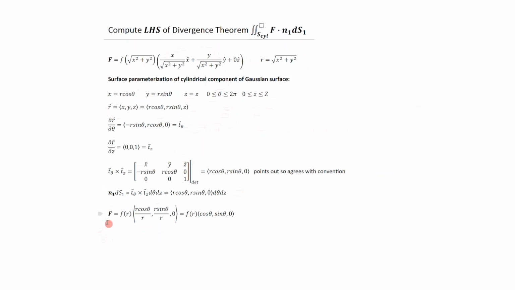F now has to be evaluated, given that we've parameterized according to theta and z, and so x gets replaced in this expression by r cos theta, y gets replaced by r sine theta, and z remains the same. And so we end up basically with this expression, which simplifies to this. So f of r comes out as a constant, depends only on the radius.